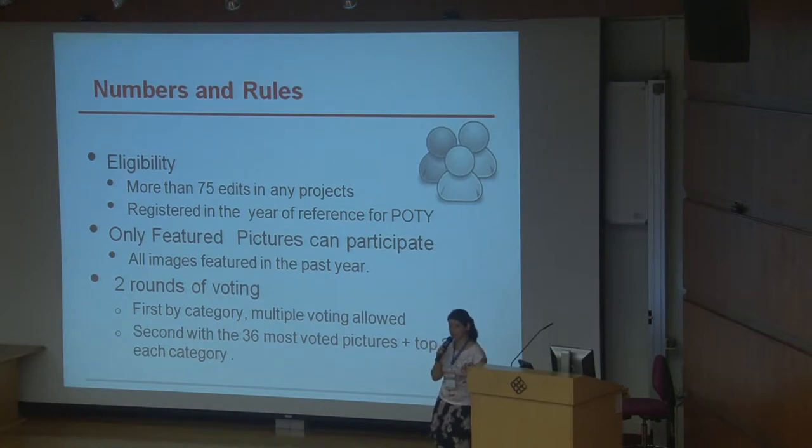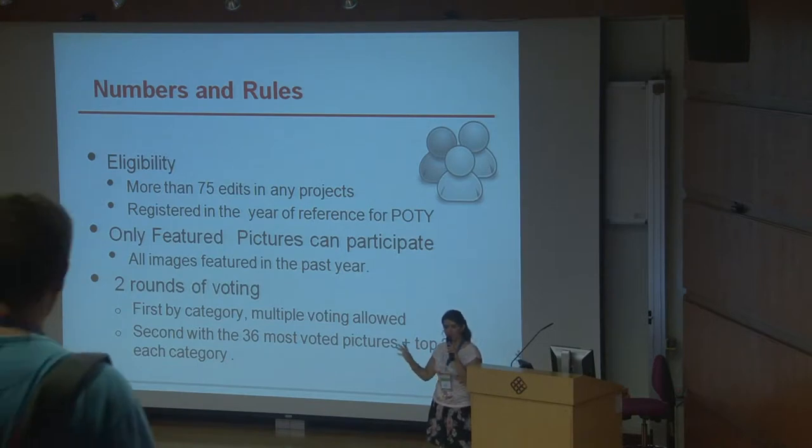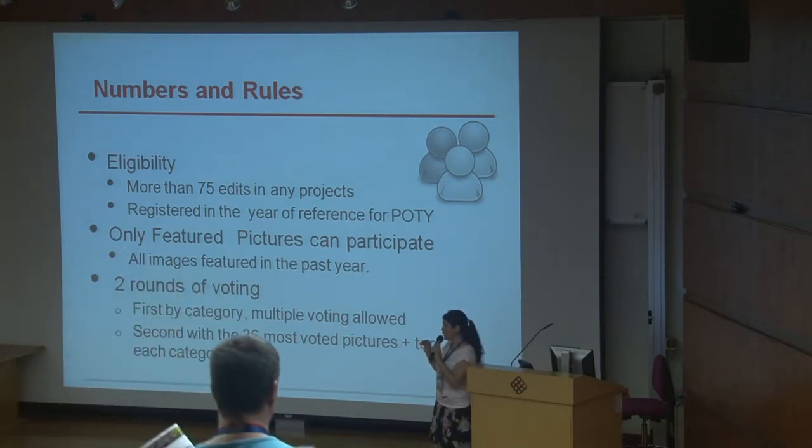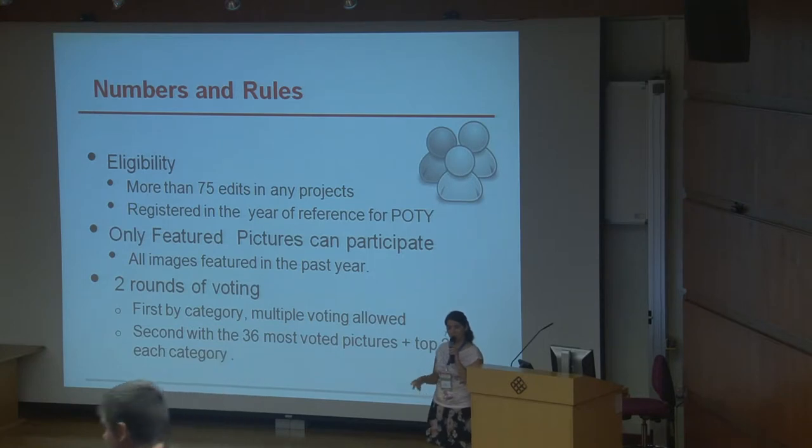We have two rounds because 1,000 pictures is difficult for people to evaluate. In the first one we separate into categories like panoramas and buildings and people and animals, and you vote in those categories. The best ones of those categories, the 32 pictures, 36 this year, the 36 most voted pictures, go to round two. And in round two, you only have one vote. You need to actually choose one of those many pictures, and the one with more votes becomes picture of the year.